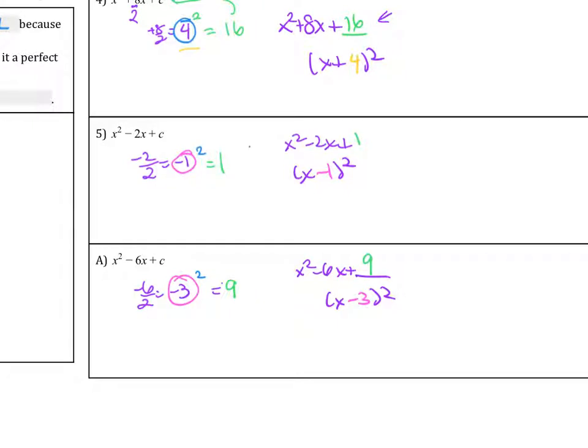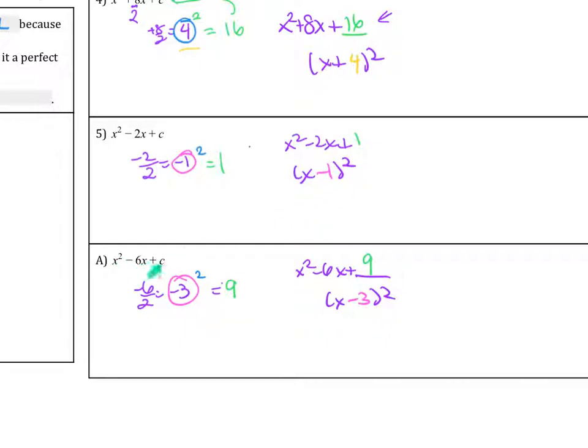Okay, if you try this out, this first one, you divide -2 by 2, you get -1. I circled it, then I squared it. -1 squared is positive 1. So I replace that with c, x squared minus 2x plus 1. Then I factor it, it becomes x, and whatever number I circled, minus 1, squared.